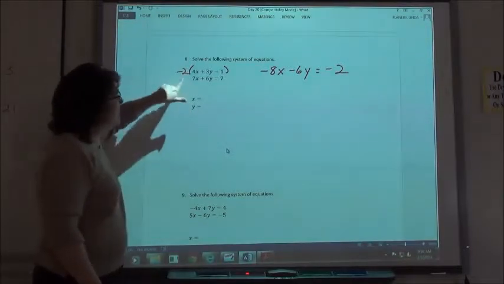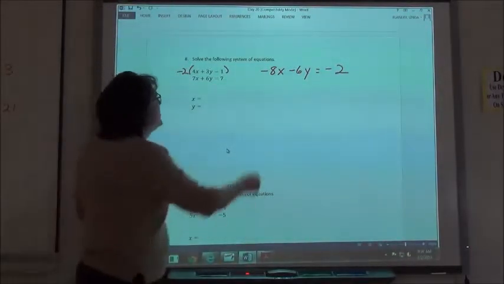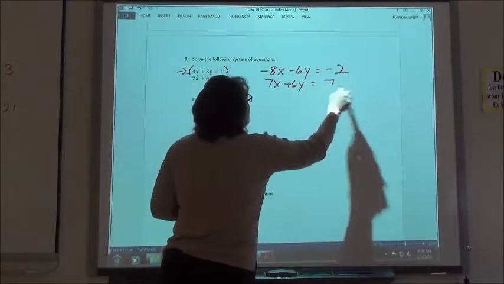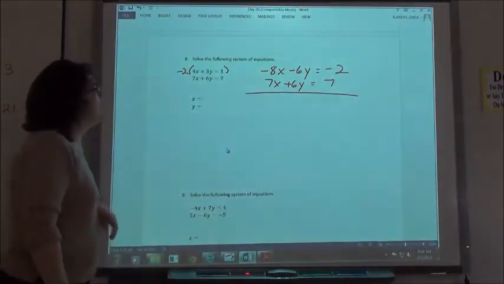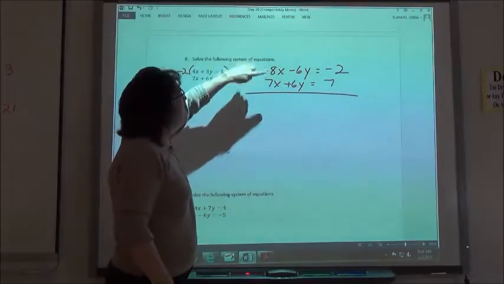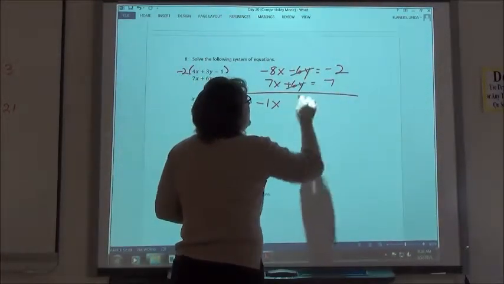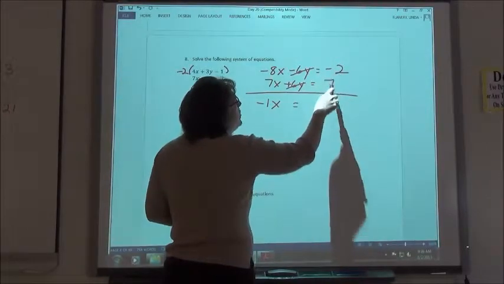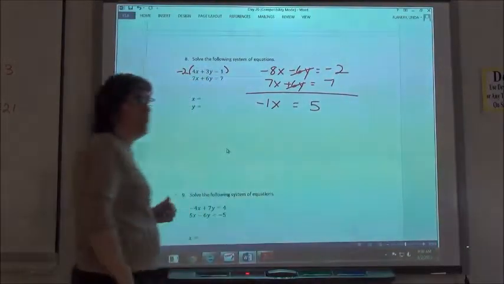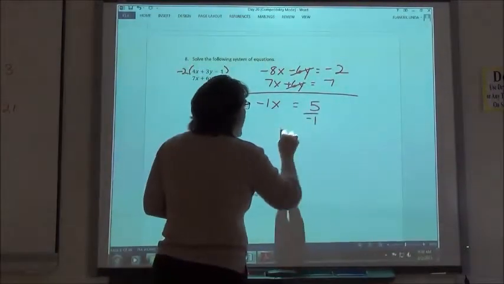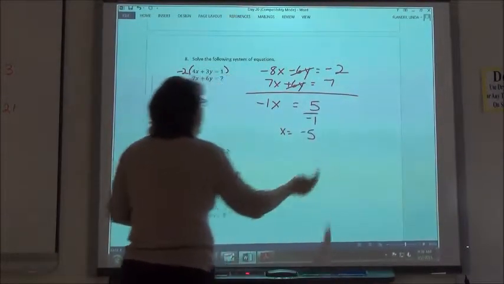The bottom equation is going to stay the same because we had that plus 6y. 7x plus 6y equals 7. So when we added those together, negative 8 plus 7 would have been negative 1x. Our y's would have canceled. Negative 2 plus 7 would have been 5 there. Dividing by negative 1, x is going to equal negative 5.